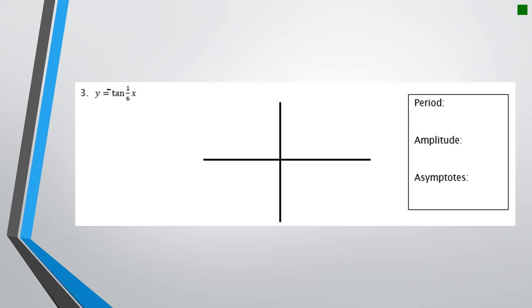So the first thing I see, there are 2 changes. One is this reflection that I just added in, and that's going to affect our y values. And then I also see that there is a b value of 1/6, and that's going to affect the asymptote values.